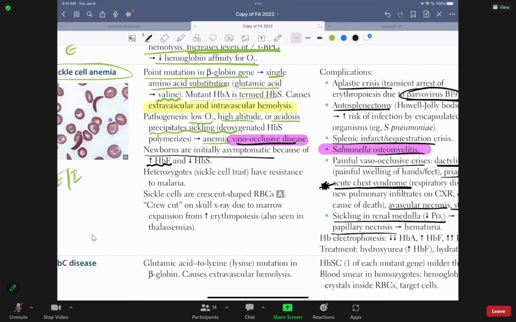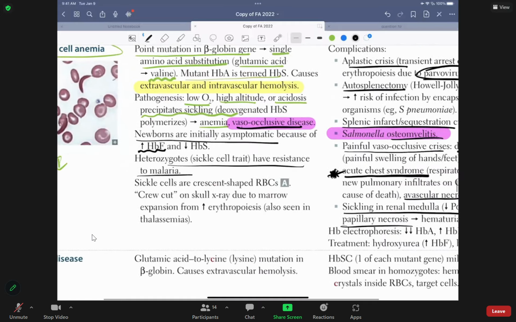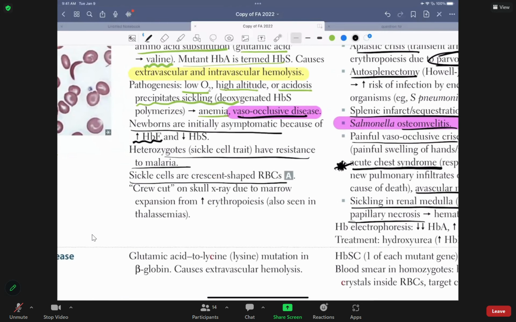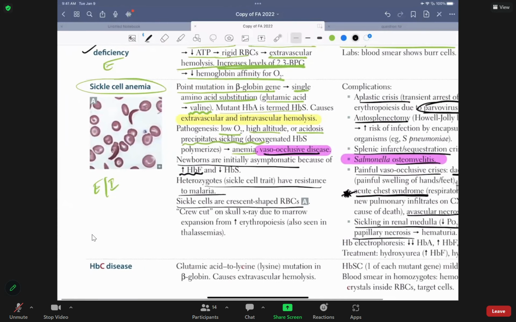Now, people with sickle cell are resistant to malaria. I'll explain that later. Now look at that, sickle cell crescent-shaped RBCs. You could see that. Look at this. That's a beautiful picture of a sickle cell. You can see how the cell is sickled, folks, okay? Crew-cut appearance on skull X-ray due to marrow expansion.